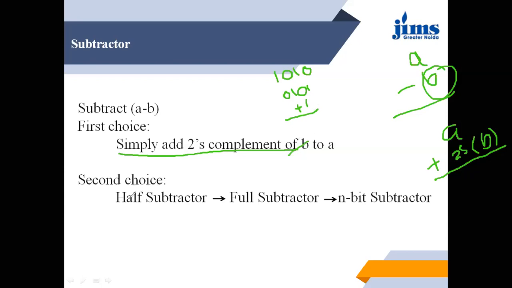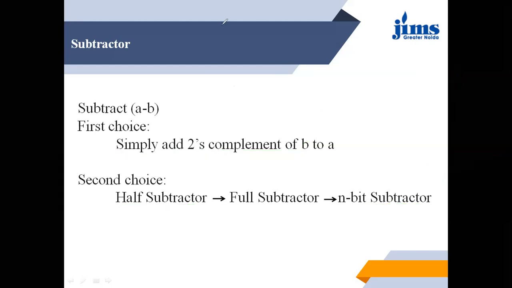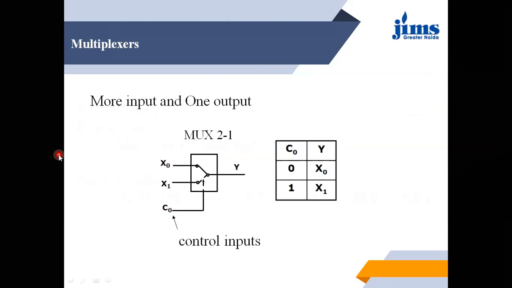The other way is that we first make the half subtractor, then using the half subtractor we can make the full subtractor, as we discussed in half adder and full adder, and then we will make this full subtractor for n-bit numbers. So these are two different ways in which we can perform the subtraction process. Now, multiplexers.